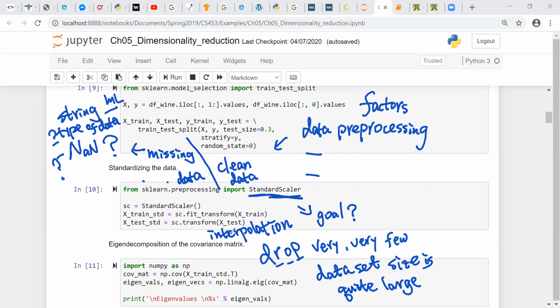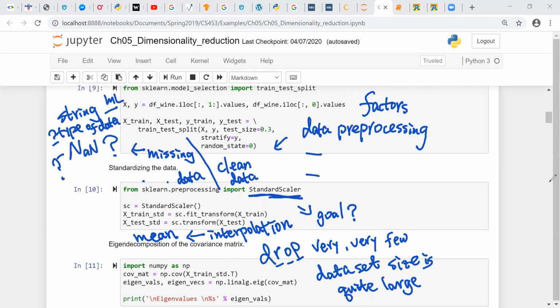Generally speaking, you interpolate using the column mean. Using all of the samples at that feature, at that column's mean, to fill the missing data. So that's the general approach to deal with missing data.